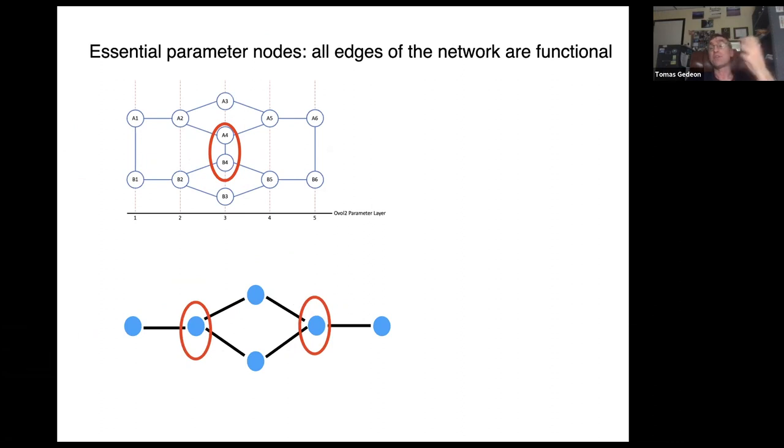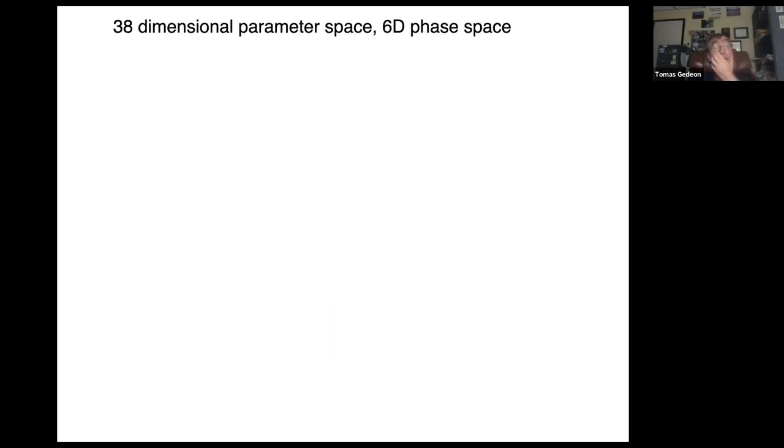By functional, I mean if I have an expression level of some node which is always very low, and it does not incite or induce anything downstream, I could just take those edges out. They don't work. They're not really active. There's a precise definition of this, but this allows me to concentrate on a smaller set of nodes, a smaller set of these monotone Boolean functions, which I can compute with. So even with this, we have a 38-dimensional parameter space and 6-dimensional phase space.